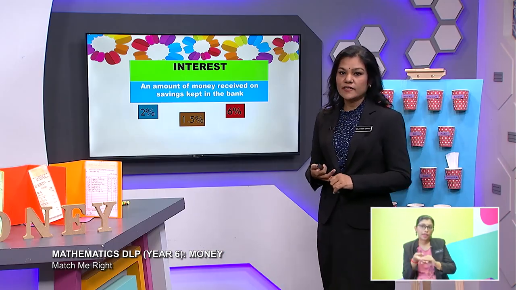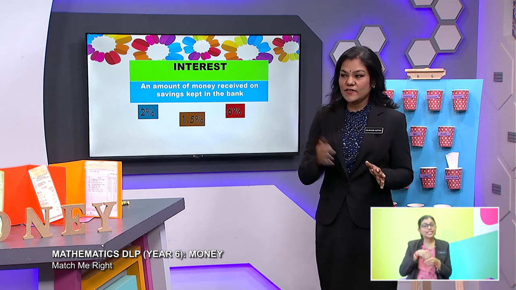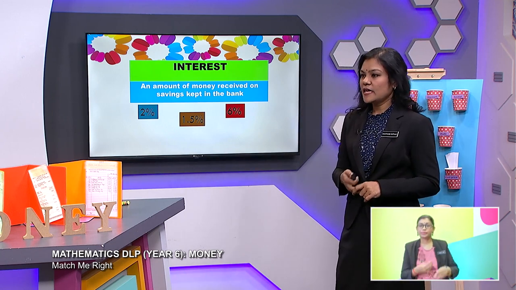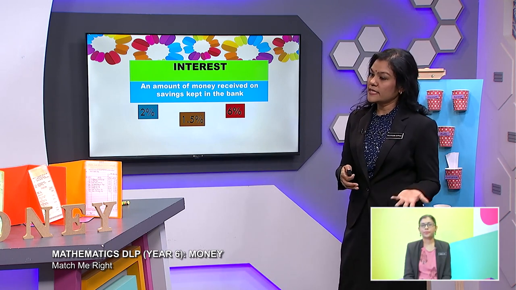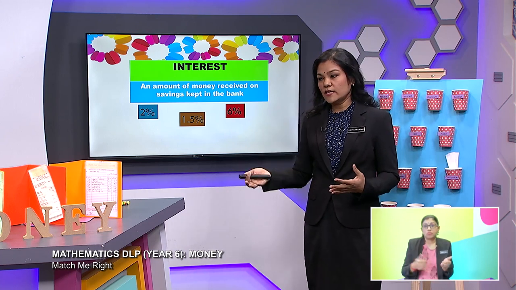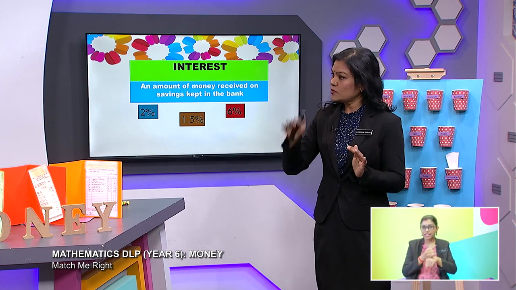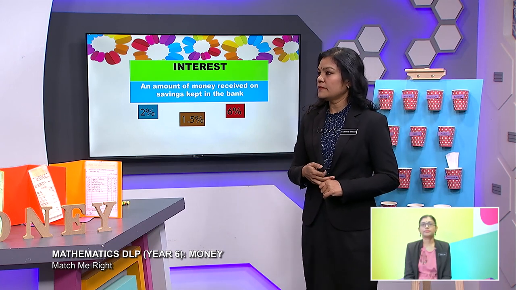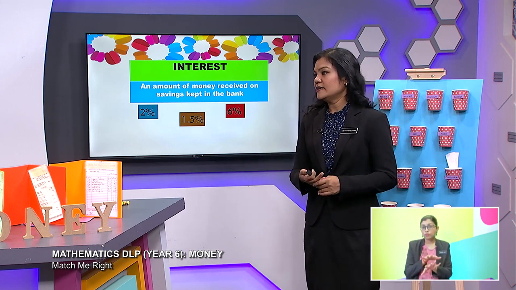Kids out there, you should remember that in Year 5 you have learned about saving and investment. Under savings, there comes the interest. So interest is an amount of money received on savings kept in the bank. It could be 2%, it could be 1.5%, it could be 6%, and more than that. Could be 10% also. It depends on the capital that you save in the particular bank. If your amount is big, you will get higher interest.